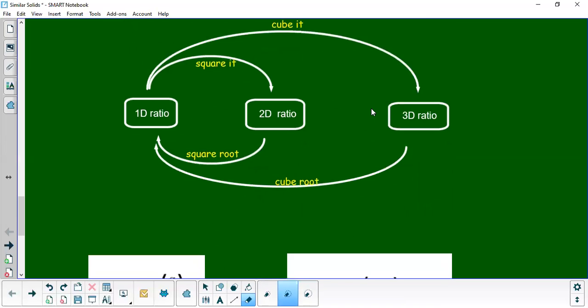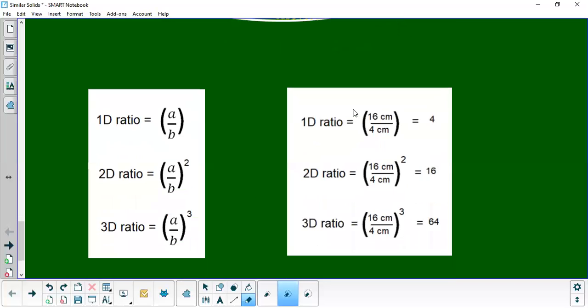And we could also write it like this. The 1D ratio would be, in this case, 16 over 4, which is 4. Or 4 squared is 16. And 4 cubed is 64. It's another way of looking at it.